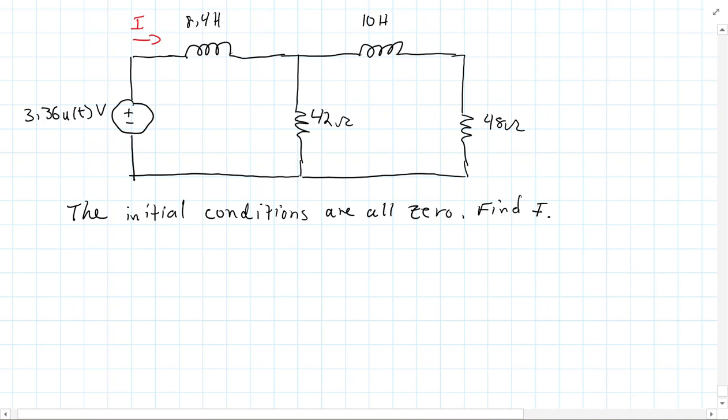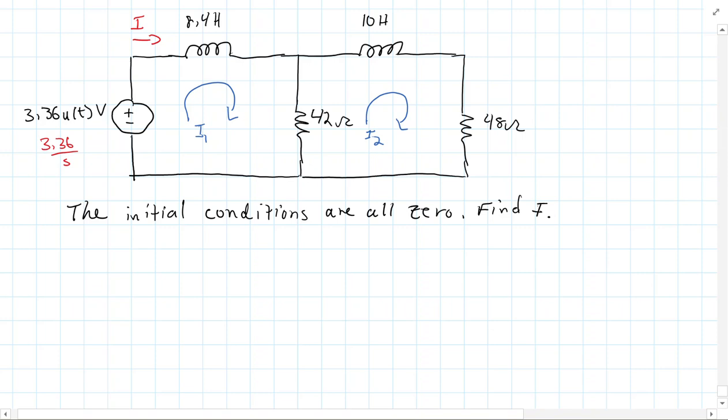Okay, so here we have another example we're going to look at where we're asked to find this current I here. So I think it's pretty obvious what we're going to be doing is some loop analysis here where we have I1 and I2. And then of course the next step we always do here is find the Laplace transform of everything. So we have 3.36 over S.